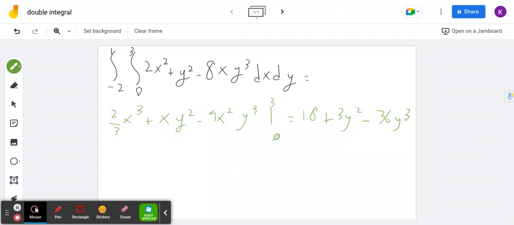We can make sure that the answer is in terms of y, and it is, so there is no x. We don't worry, because our final answer should be just a number, a constant. And so our second part is to integrate this expression.